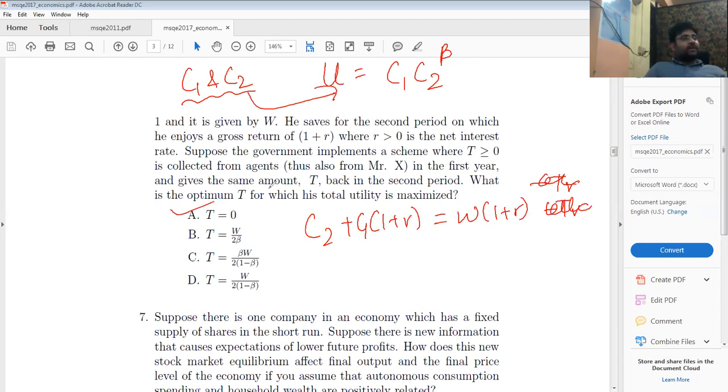The only concept that I have used is that C1 and C2 are both normal goods. That is, both increase as the money income increases. Hence, the utility will also increase as the money income increases. So I need to ensure that my money income is the maximum. My money income is maximum if T is equal to 0, without the T into R expression.